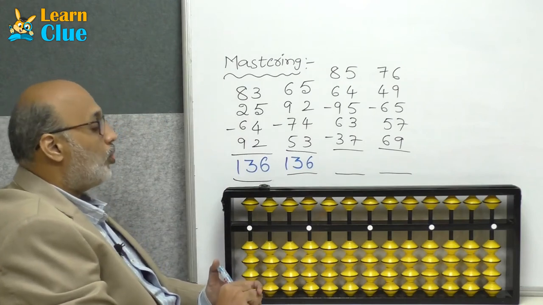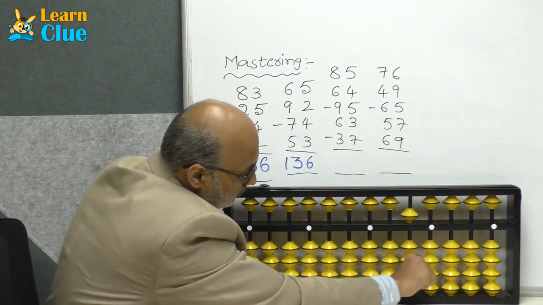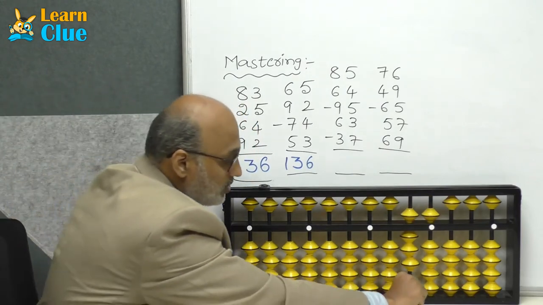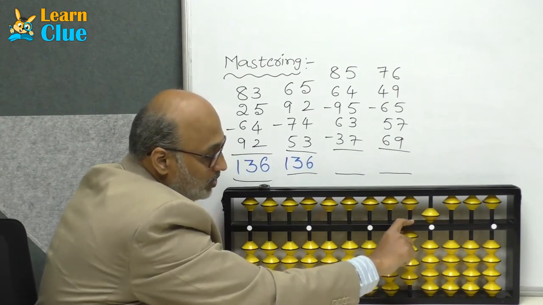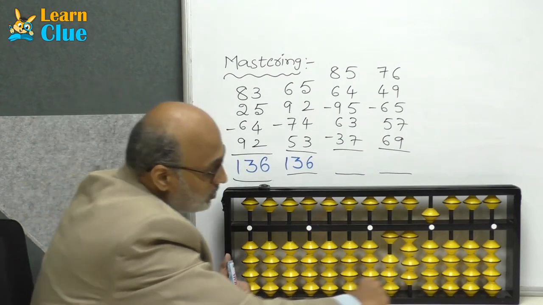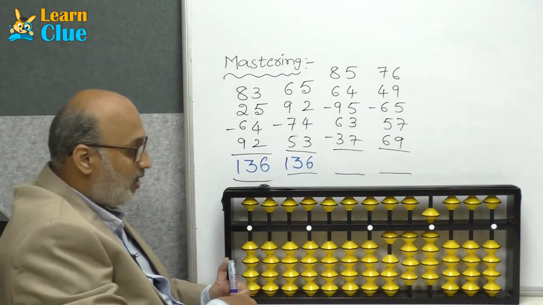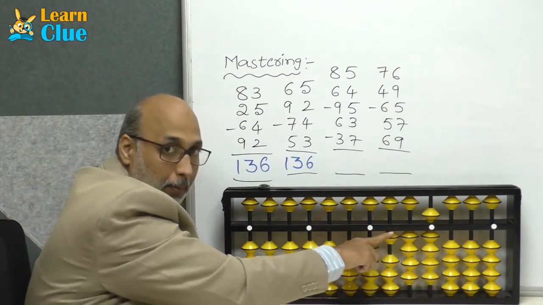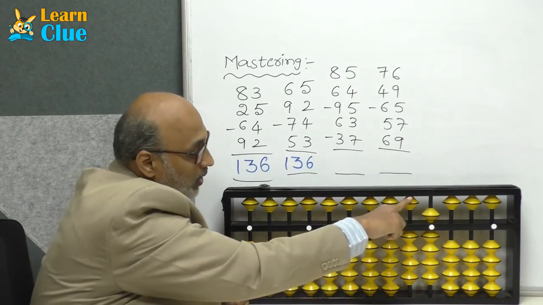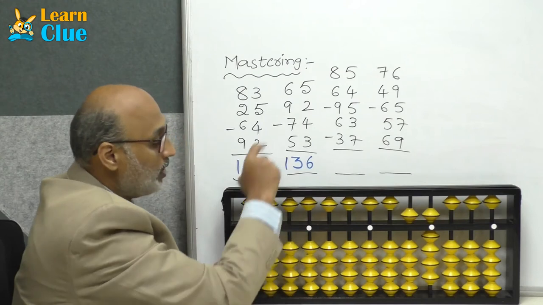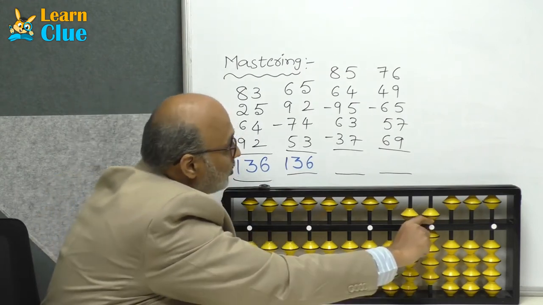Okay, so 85. 64. Plus 60 is nothing but plus 10 minus 50 plus 100, plus 4 direct. Minus 95. Minus 90 is nothing but minus 100 plus 10. Plus 10 is nothing but plus 50 minus 40. Now plus 5. Plus 5 is minus 5.